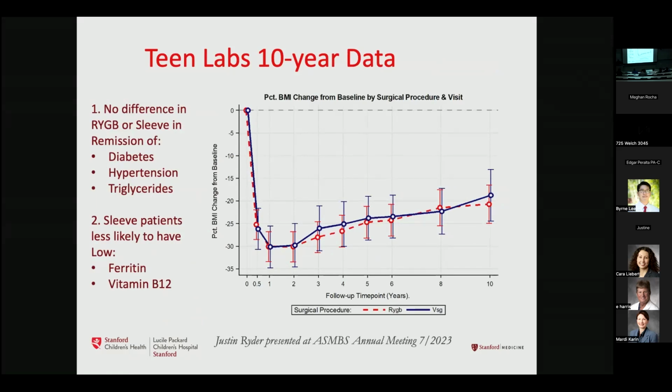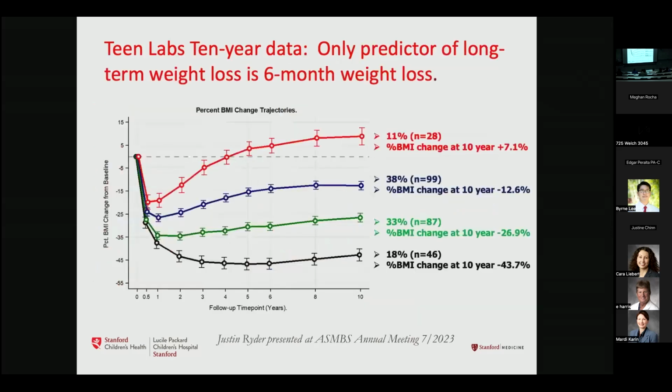And if you use the sleeve, they are less likely to have low B12 or ferritin levels. And the data I was talking about before really came from this. At 6 months, you can predict which group the patients are going to fall into. So we very carefully monitor their weight loss at 3 and 6 months. And if they are falling into the groups that are going to regain weight or not maintain a weight, we will add medications or we will offer medications. They don't always want to add it. Sometimes they want to wait until they get to the lowest weight and then add medications, but we add medications.